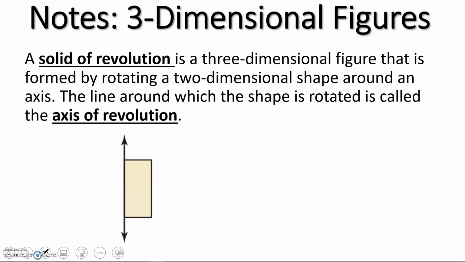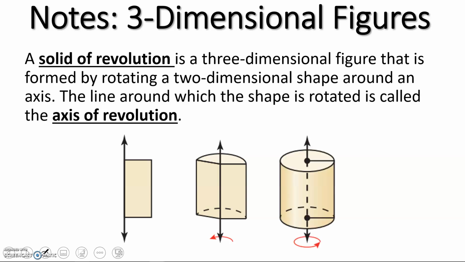So for example, imagine I have this rectangle and I have this axis that I'm going to rotate it about. Imagine I spin that rectangle 3D out of the screen around that axis of symmetry, or that axis of revolution. What happens is it will create a solid. When I rotate it all the way around, I can see that this rectangle forms a cylinder.